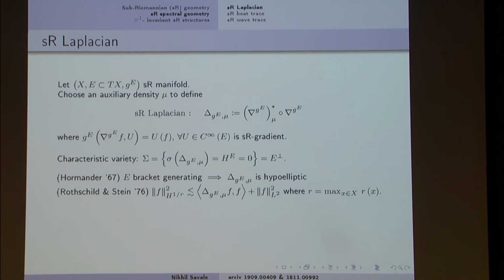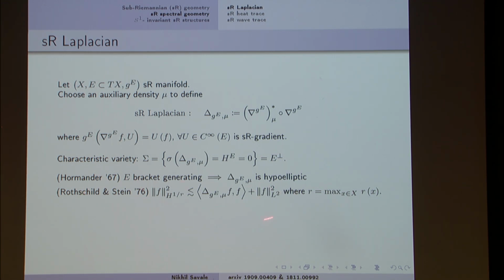What's the theorem here? This is the significance of the bracket generating distribution condition from the quantum, the spectral perspective, through a theorem of Hörmander. It says that if the distribution is bracket generating, then the Laplacian is what's called hypoelliptic. What it means is that it satisfies elliptic regularity and all the analytic properties of an elliptic operator without actually being elliptic. So it has an elliptic regularity property.